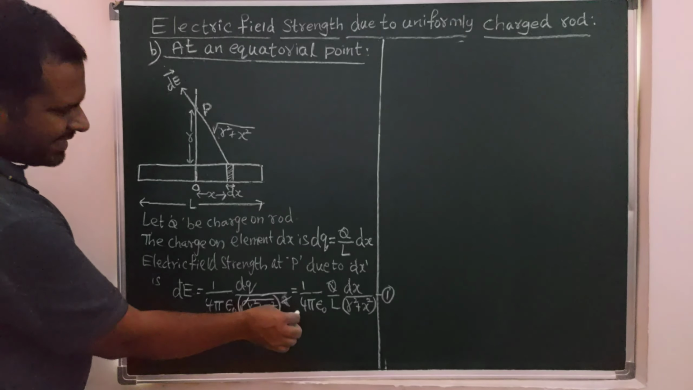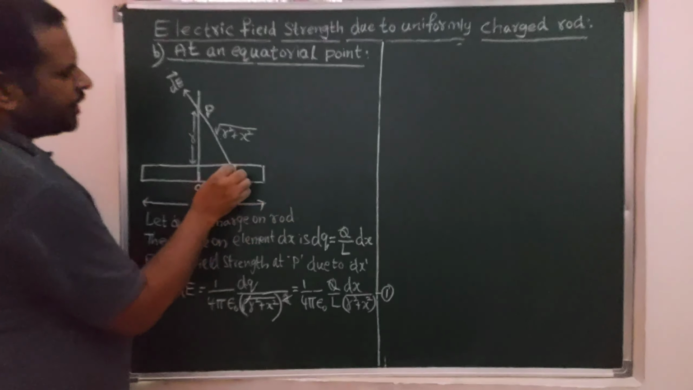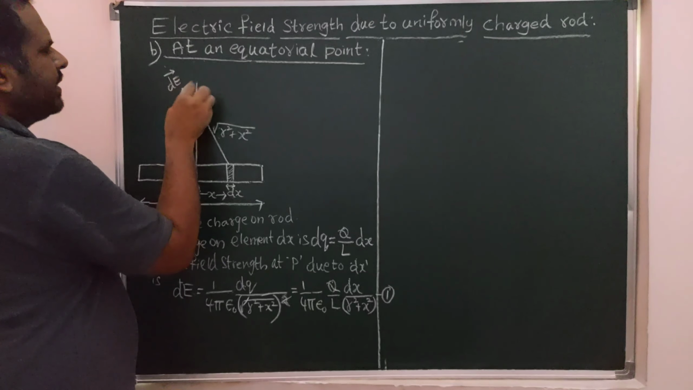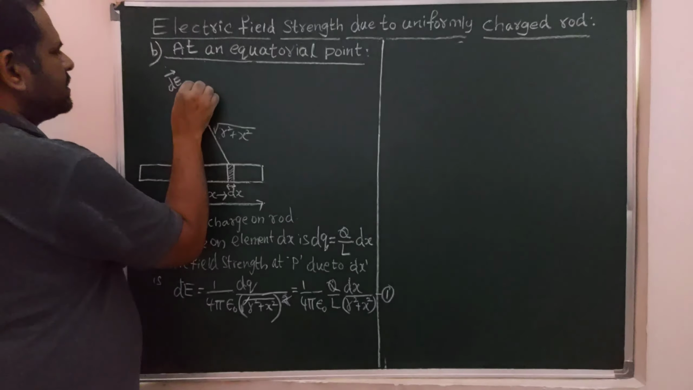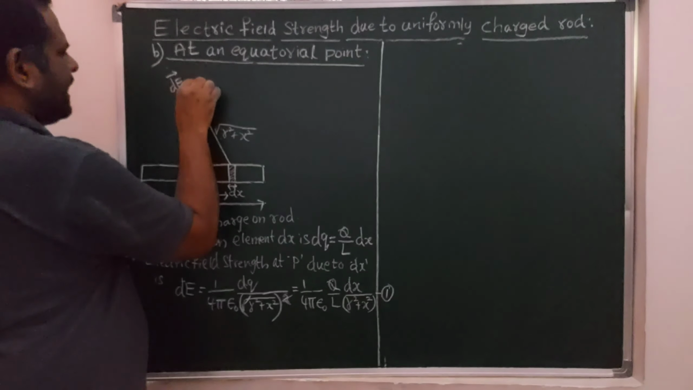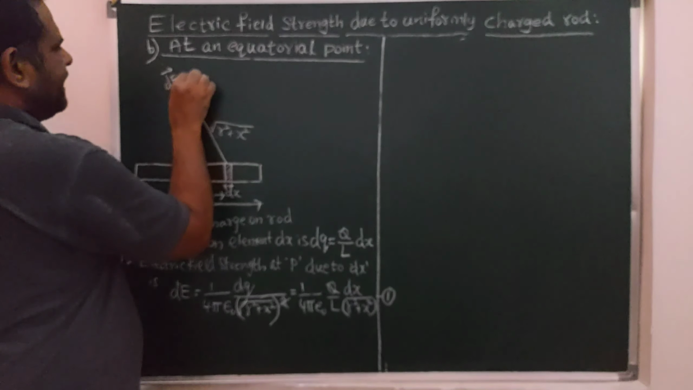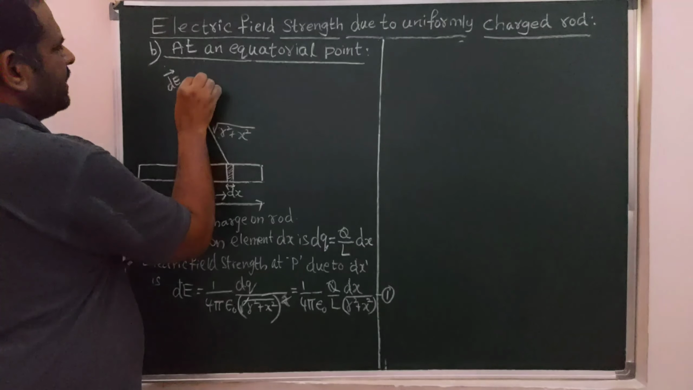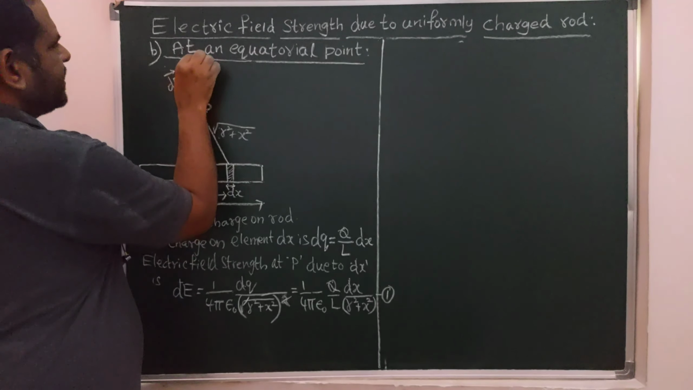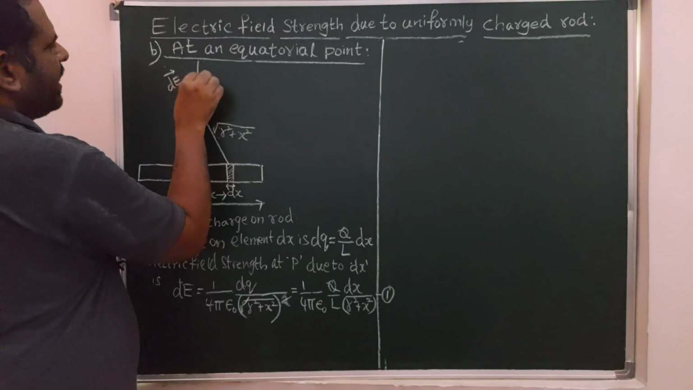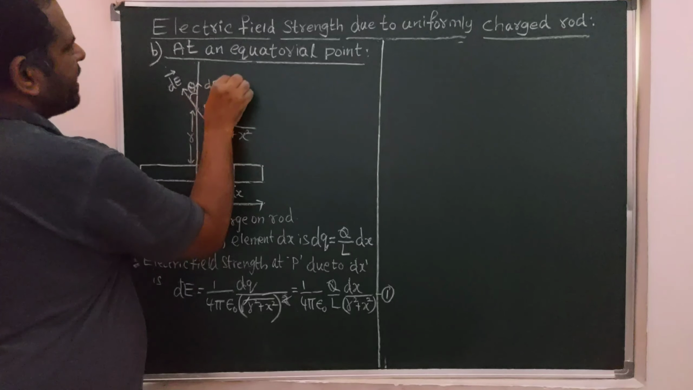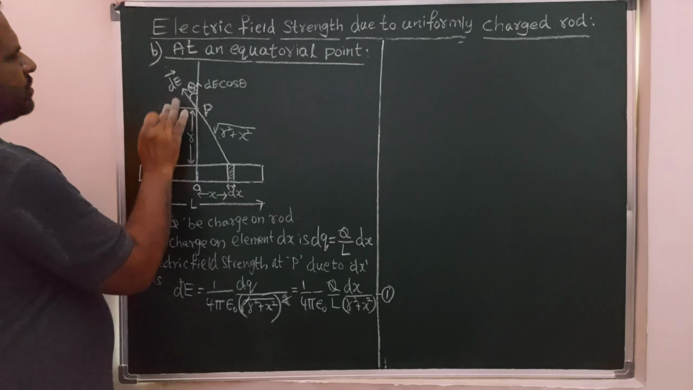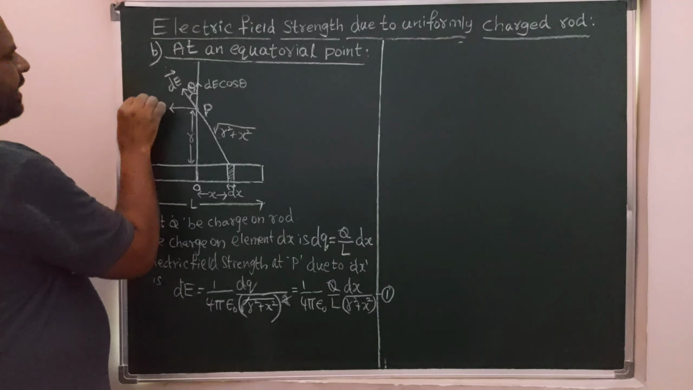But this dE, the electric field intensity due to this small element at P, is making a certain angle. I am taking this angle as theta. So this dE is making an angle theta with this line, so it is resolved into two components. One is dE cos theta, and another one is dE sin theta.